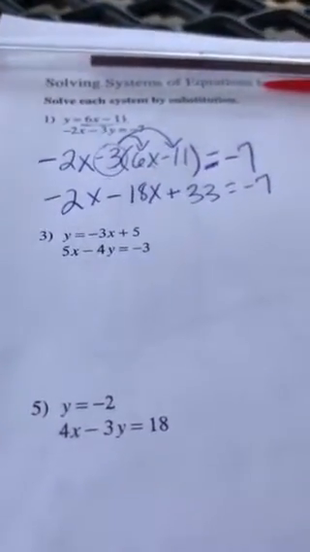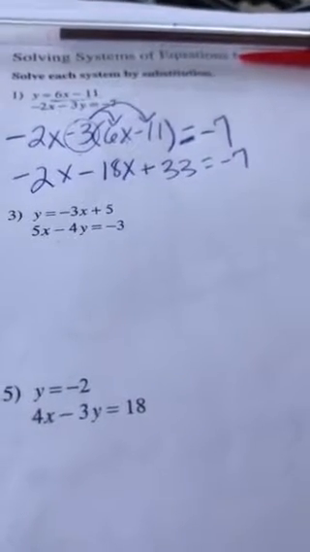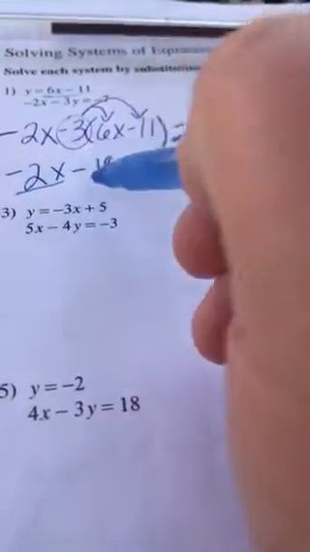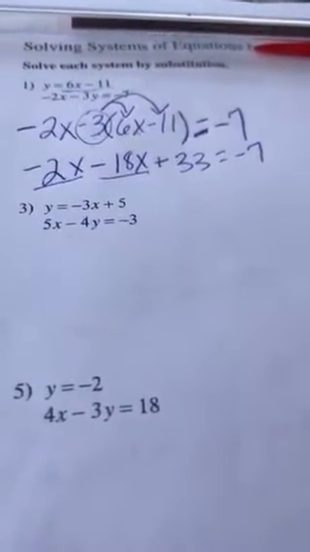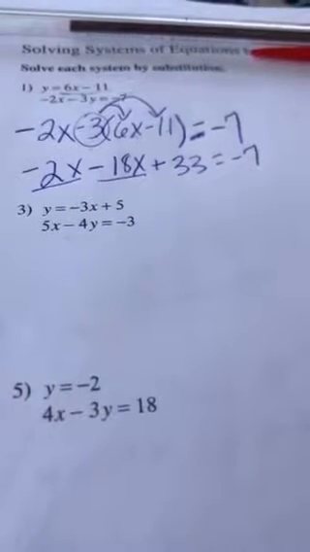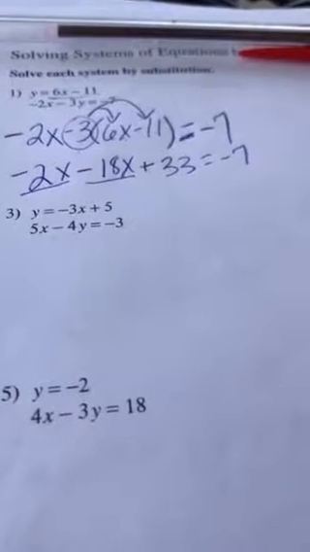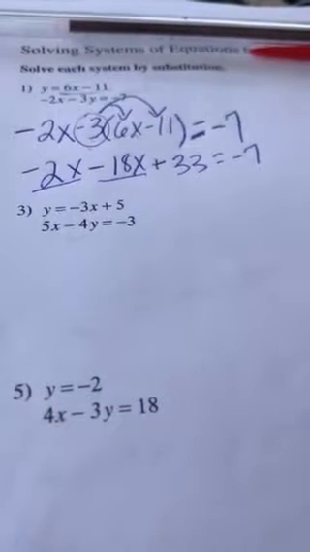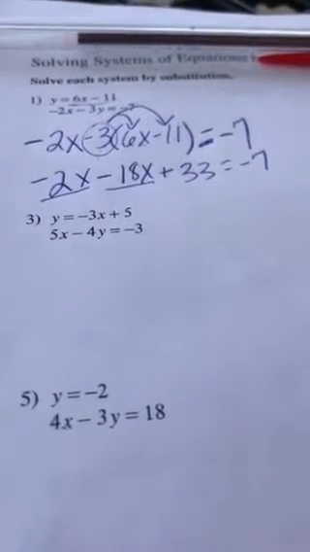All right, so now we're going to combine like terms. Remember, like terms are numbers that are alike. In this instance, we have negative 2x and negative 18x. You can look at that as negative 2x minus 18x or negative 2x plus negative 18x. And I know that negative 2x minus 18x is negative 20x.